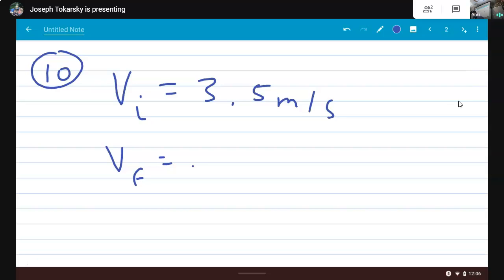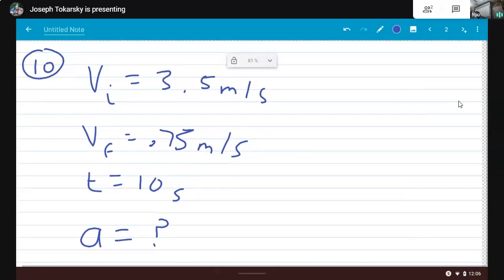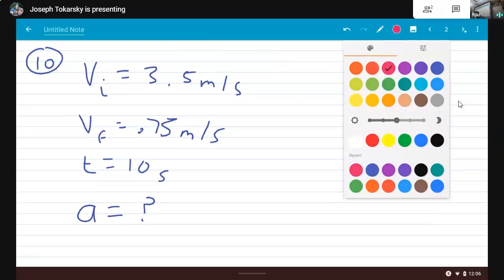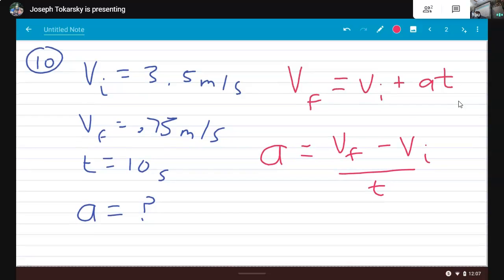That's going to be my final velocity, in meters per second. And I know it took 10 seconds. And I want to know the acceleration. That's pretty clear, they just straight up ask you. So with all those in mind, we look like we've got equation 1 again. Solve for A this time, though. VF equals VI plus AT. Rearranged from there, A equals VF minus VI, and then divide by the T is how we solve for that one.